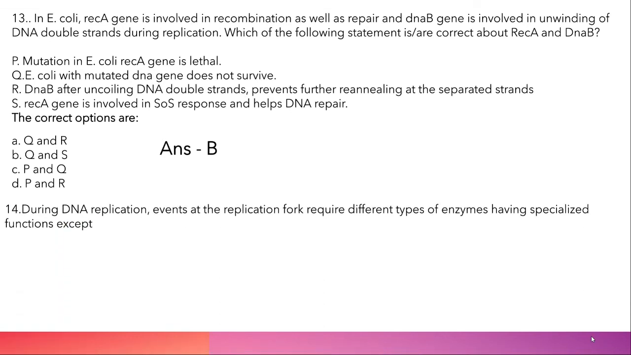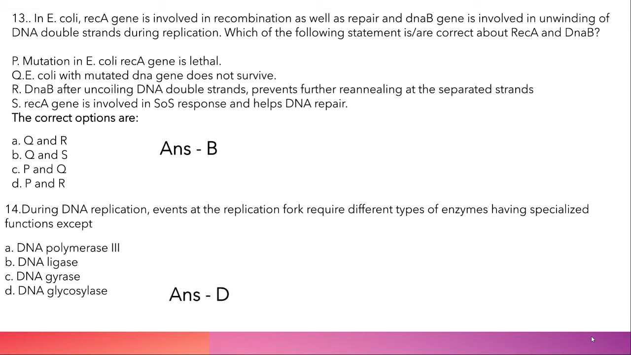The 14th question is, during DNA replication, events at the replication forks require different types of enzymes having specialized functions, except. The options are A, DNA pol 3, B, DNA ligase, C, DNA primase, and the fourth one is DNA glycosylase. The correct option is option D, that is DNA glycosylase.